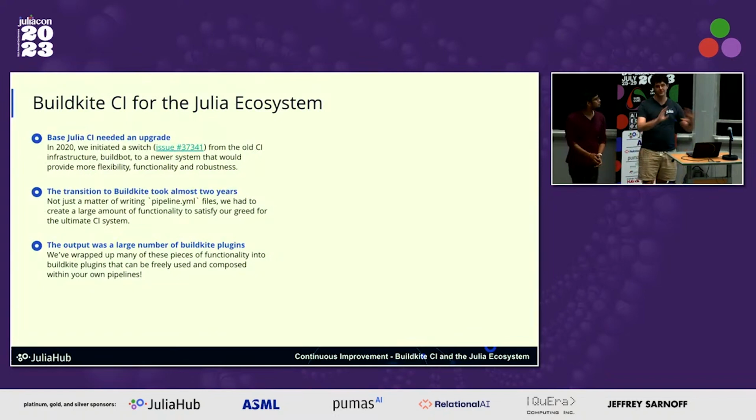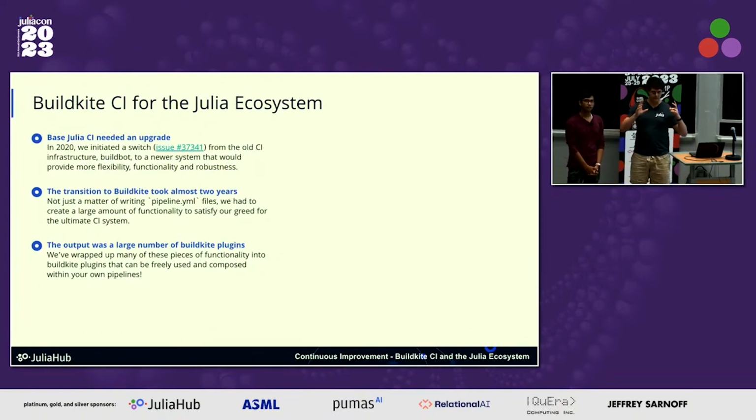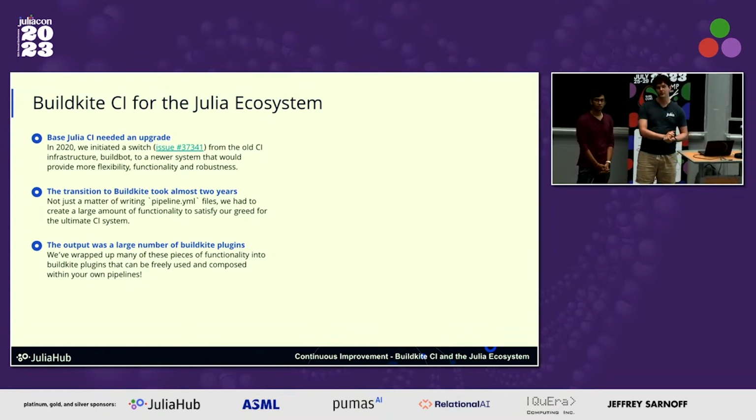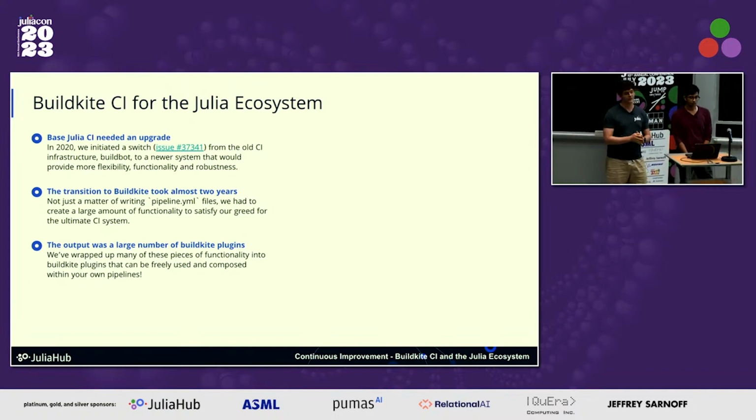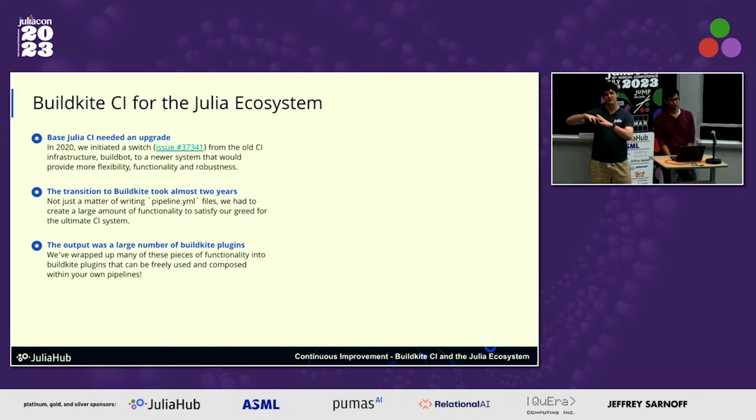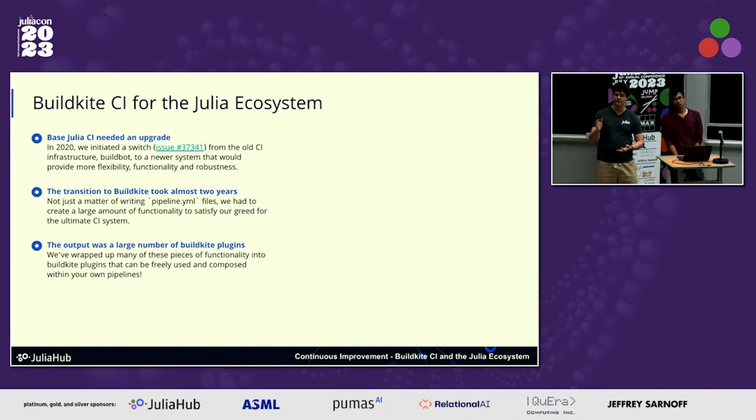So first off, a little bit of background about Buildkite CI and the Julia ecosystem. So base Julia CI needed an upgrade a couple years ago. We looked around at the different options and we settled on Buildkite. It took us about 2 years to move from the old CI system, BuildBot, to Buildkite. And over the course of that, we developed a whole lot of functionality. We developed modular plugins that you can use in the different CI pipelines. And we also extended Buildkite to not just serving base CI, but many ecosystem packages such as SciML, libloss trampoline, sweet sparse, etc.